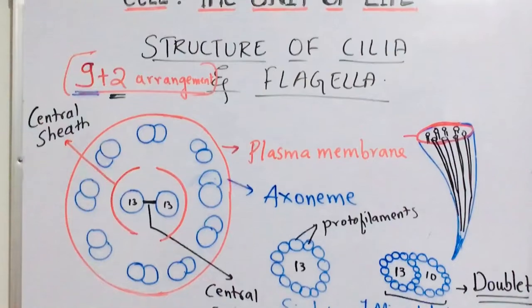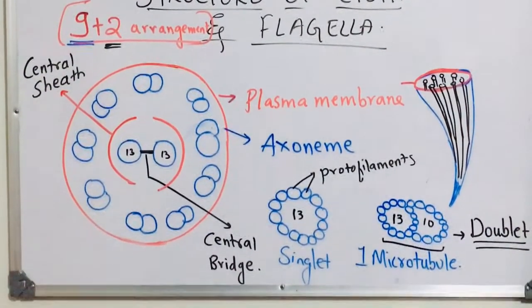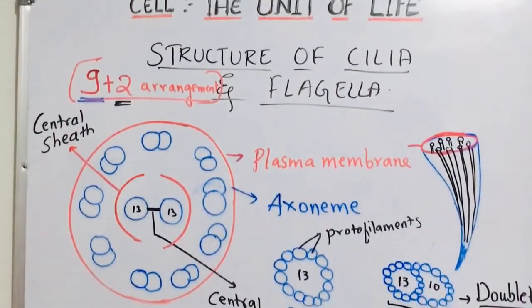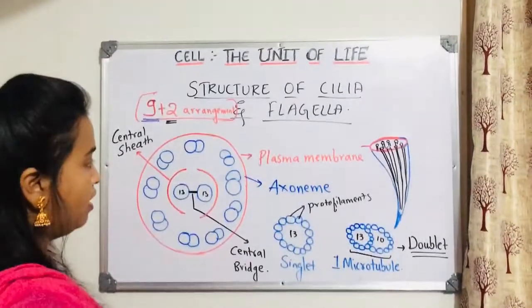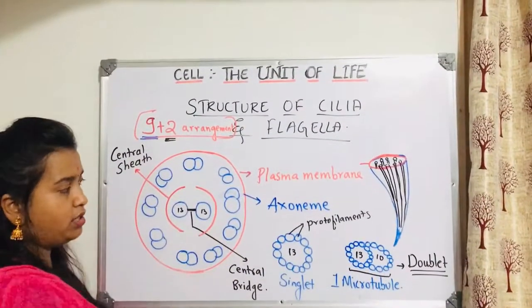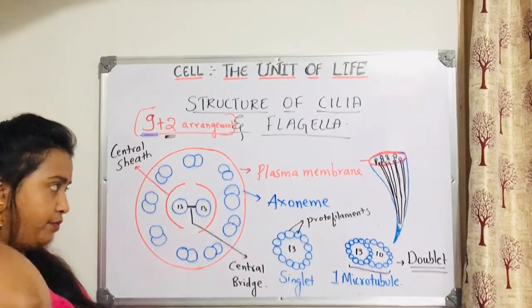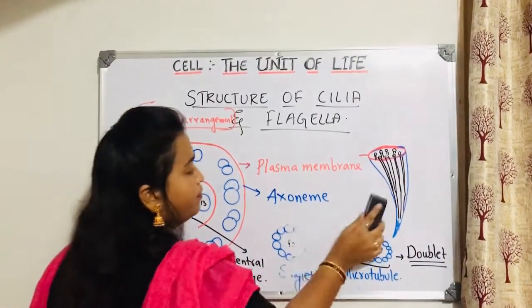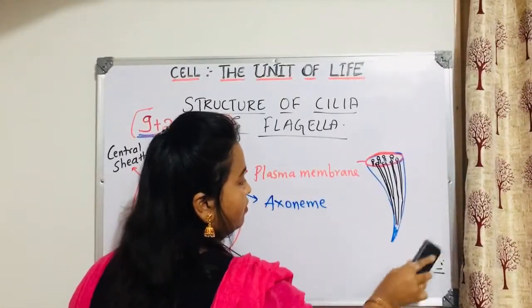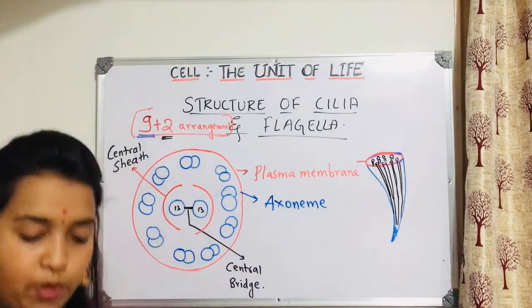I hope now you people are able to see it. I'm trying to zoom out to show you the labelings. My board is very small, so please try to adjust. Okay, I'll wrap these things. So I hope you have understood what a doublet is and what a singlet is. Okay, this much is clear.